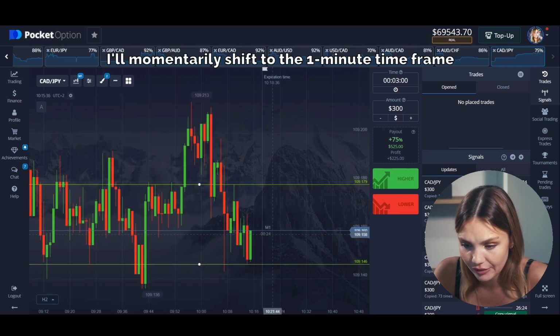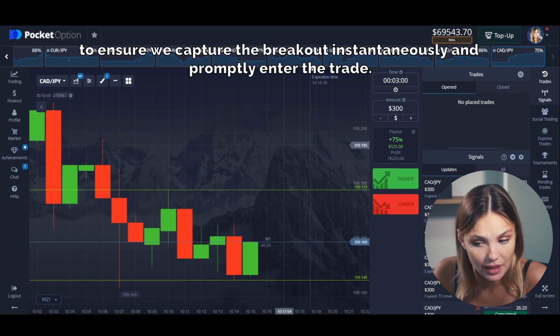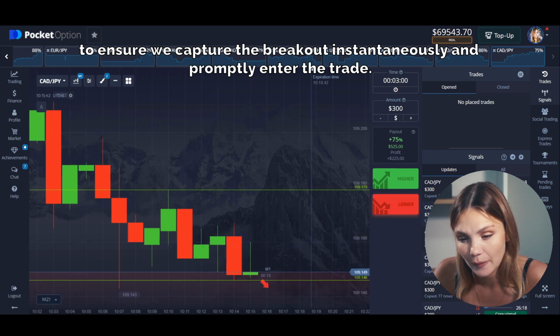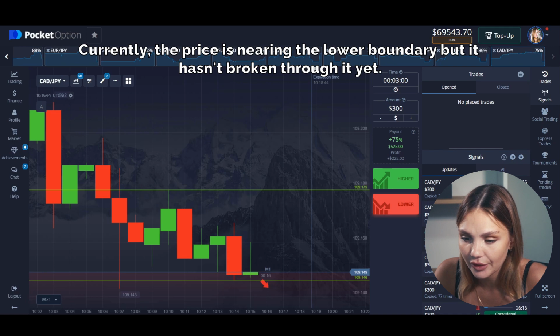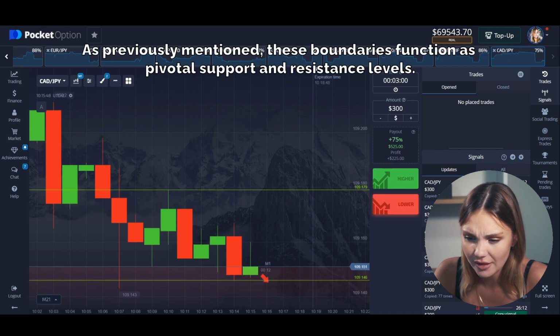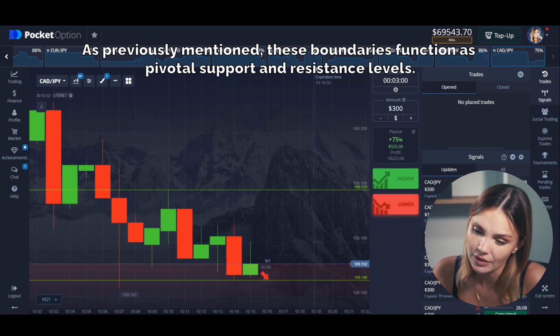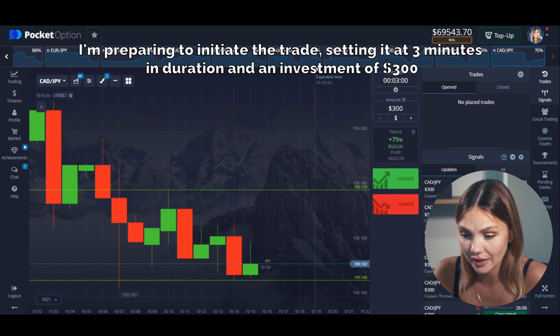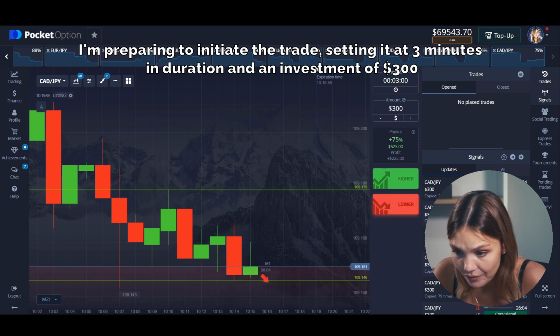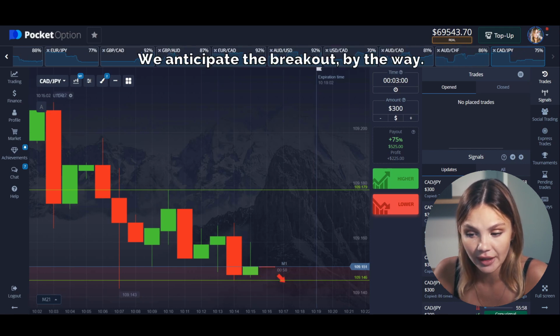I'll momentarily shift to the 1-minute time frame to ensure we capture the breakout instantaneously and promptly enter the trade. Currently, the price is nearing the lower boundary, but it hasn't broken through it yet. As previously mentioned, these boundaries function as pivotal support and resistance levels. I'm preparing to initiate the trade, setting it at 3 minutes in duration and an investment of $300. We anticipate the breakout, by the way.